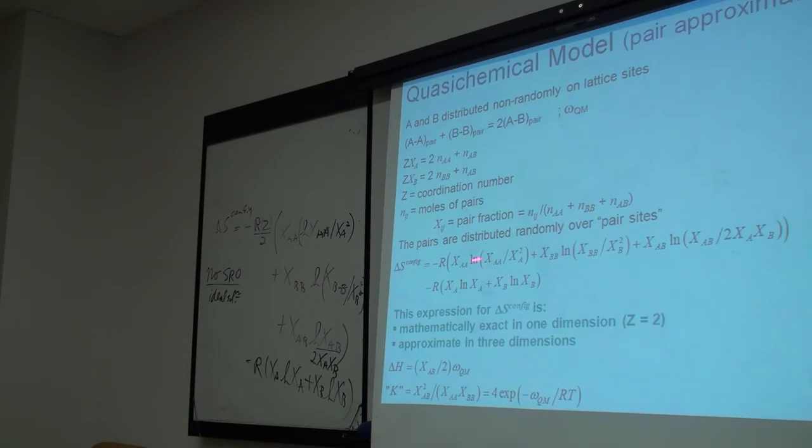So this is how we mix them. It's a random mixture of AA, BB, and AB, and we fudge it in so that it comes out correctly for the ideal solution.